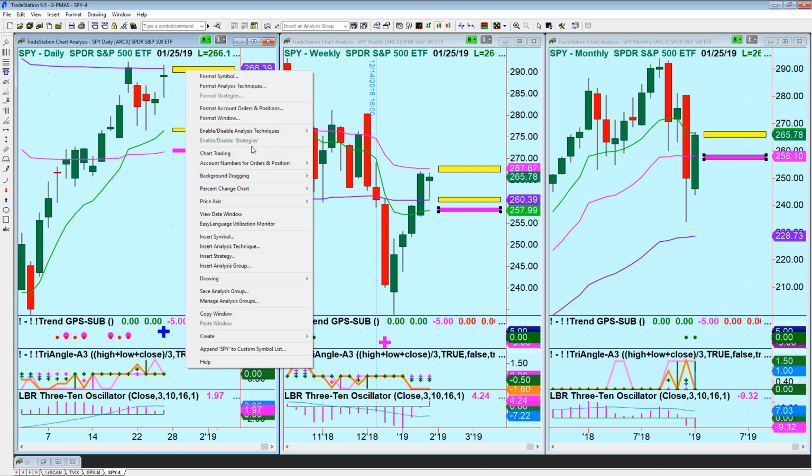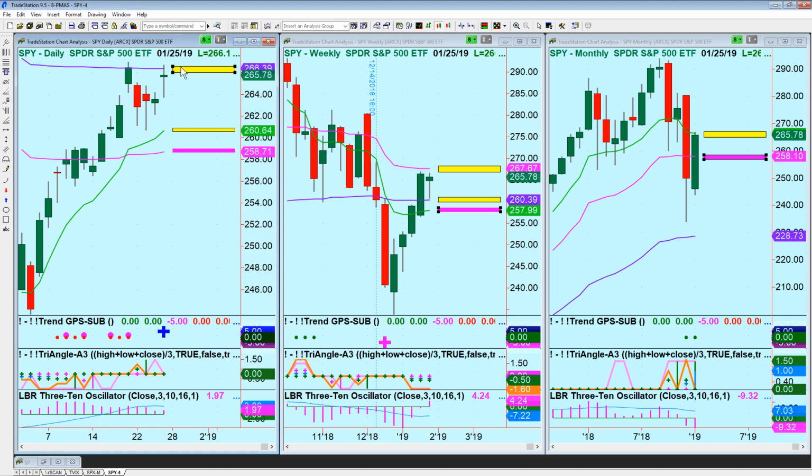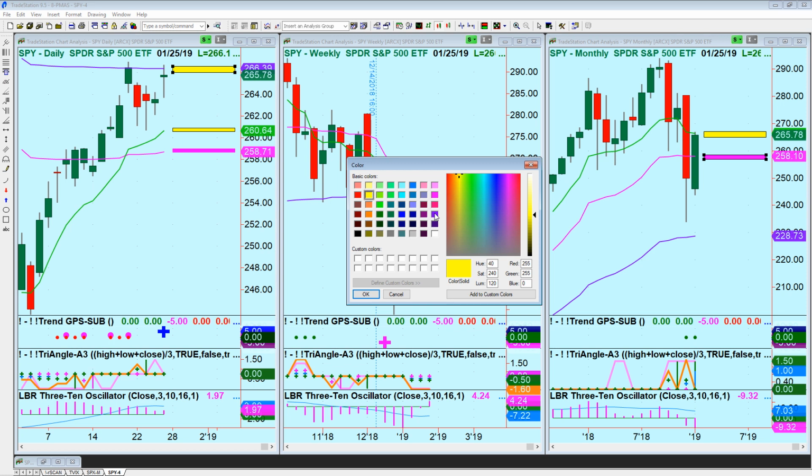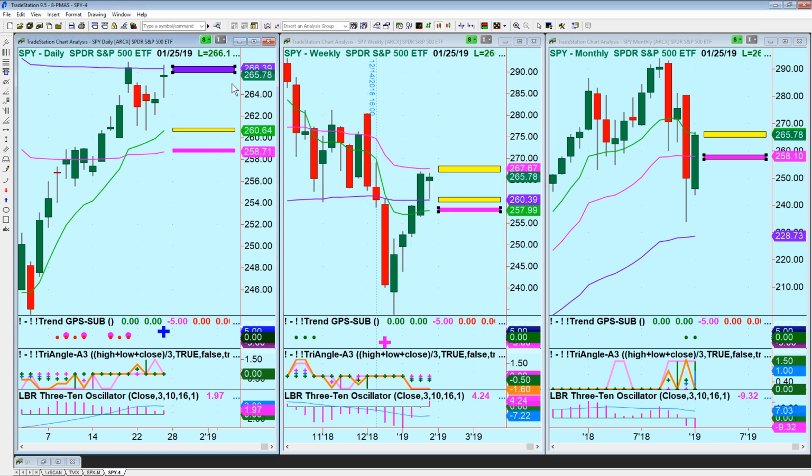Okay. Let me try to change the color. Okay, here we go. Let's make it into a purple color. That is 266.39. We don't have any value corresponding in the weekly chart. How about on the monthly chart? We don't have it, but that's a significant point.